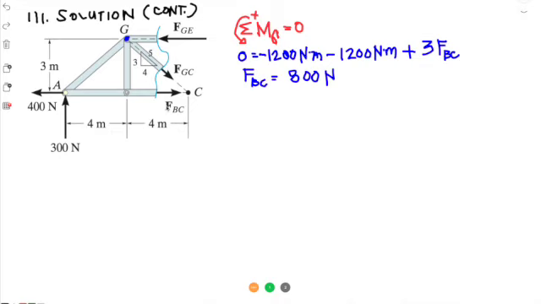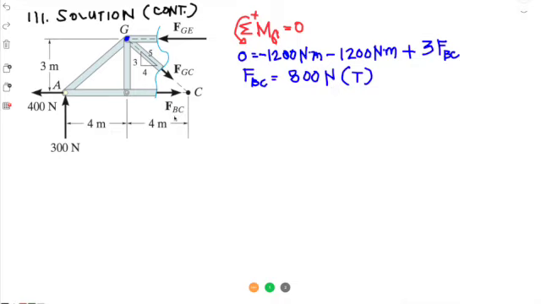So what does it mean? Force BC, as you can see, is pulling apart this member, so it's a tensile force. Okay, so it tends to elongate the member according to this cross-section cut. Okay, FBC as 800 Newton, that is a tensile force.